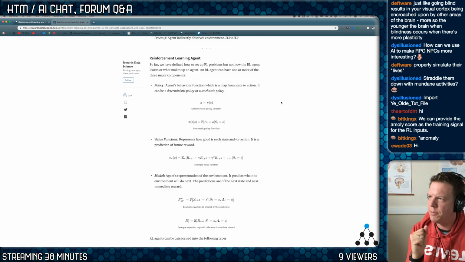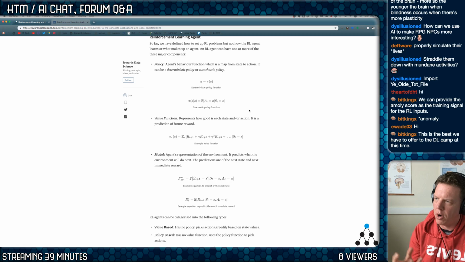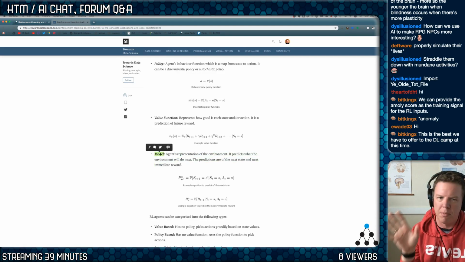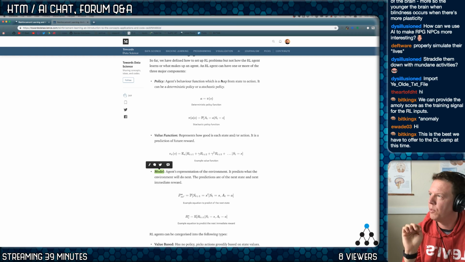Hello, E-Wade. I'm trying to understand. I've never really investigated reinforcement learning, and I'm trying to understand what part of it is there a Bayesian model in here? Where's the deep learning part, network, what? So there's a policy, a value function, and a model. So HTM would be the model in this. This is the best we have to offer the DL camp at this time.